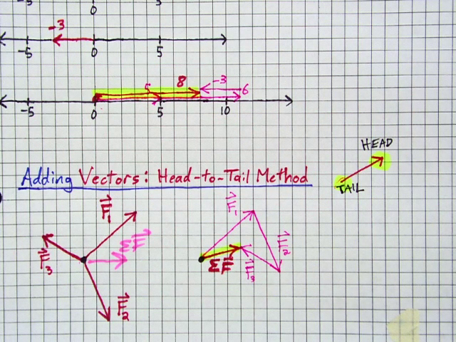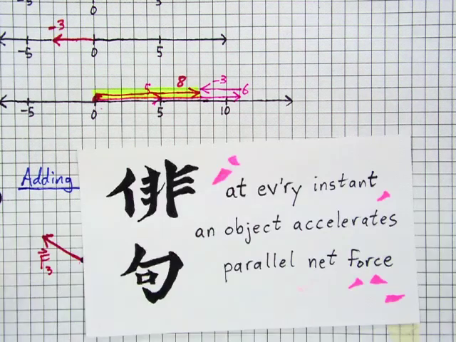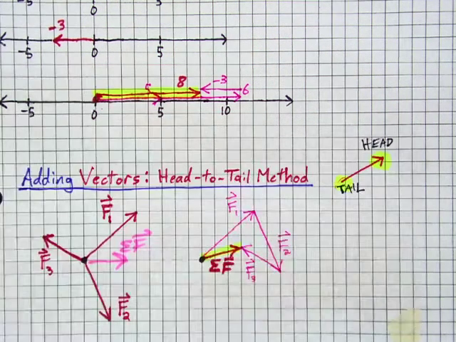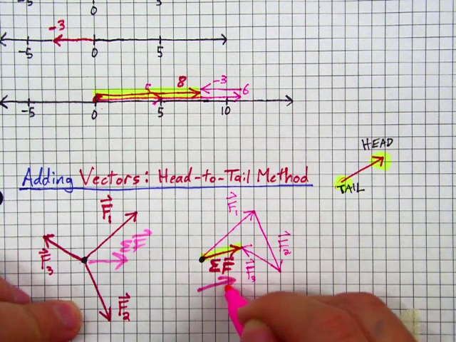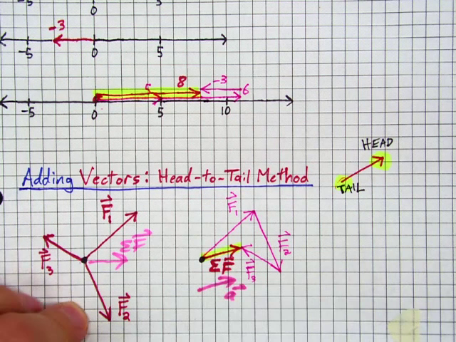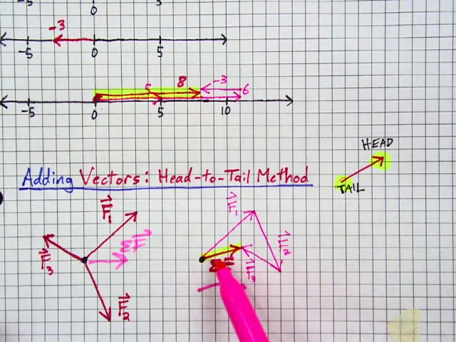And that then also, according to our ancient haiku, that sum will also be the direction of our acceleration. Acceleration of the object at that instant will be parallel to this net force.